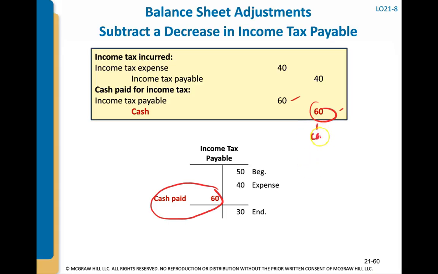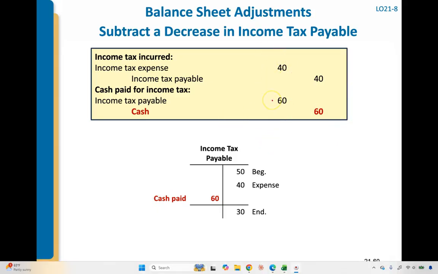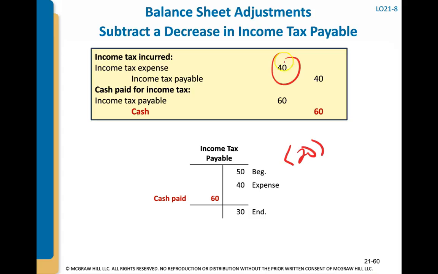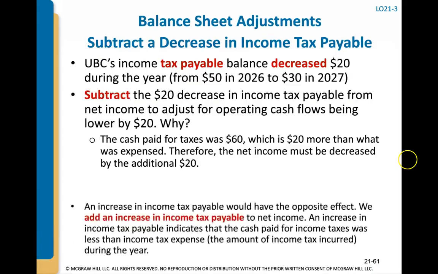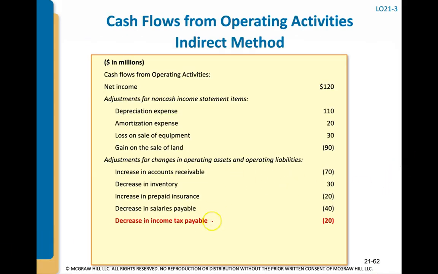So my cash outflow is actually $60 total. What's on my income statement is only $40. So I have to decrease my cash basis by $20, right? Because I have 40, it should be 60. So I have to decrease my statement of cash flow net income by $20. The way I'm going to label it is I'm going to say decrease in income tax payable, minus $20.